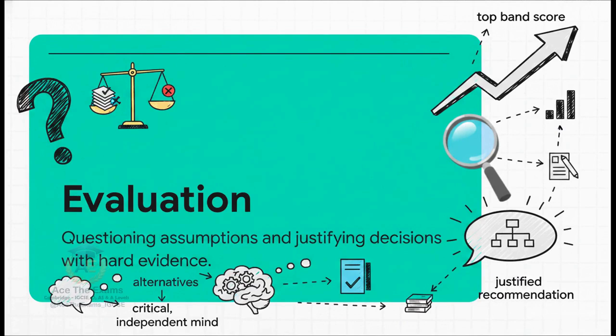Evaluation. This is the highest order cognitive objective. If you are aiming for that top score, this is the zone you have to operate in. Evaluation demands that you question assumptions, that you actively consider different perspectives, and, this is the kicker, that you justify your decisions with hard, undeniable evidence. A massive trap students fall into here is thinking that an evaluation is just sharing their personal opinion. I think this is good, I think this is bad.